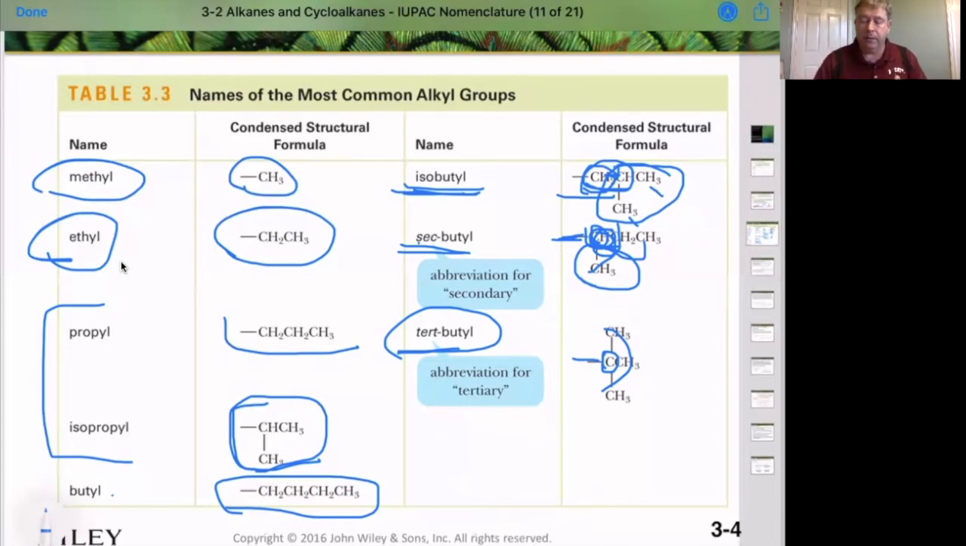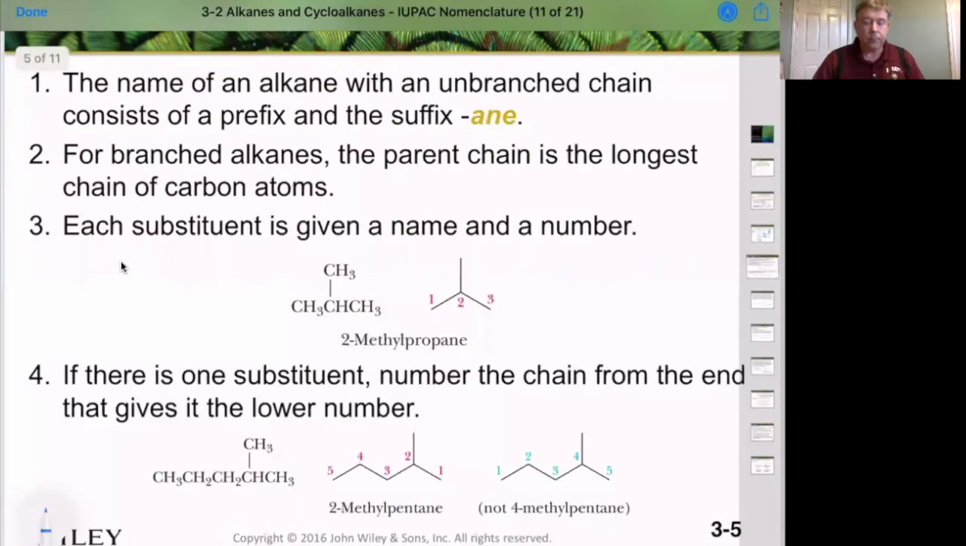Okay, so let's start with the 7 rules of nomenclature. The first thing is you name the longest unbranched chain you can find and put the ANE at the end, okay? So if you have no branches, you just count the number of carbons, and if it's 10 carbons, it's deca for having 10, and ane, decane, okay?